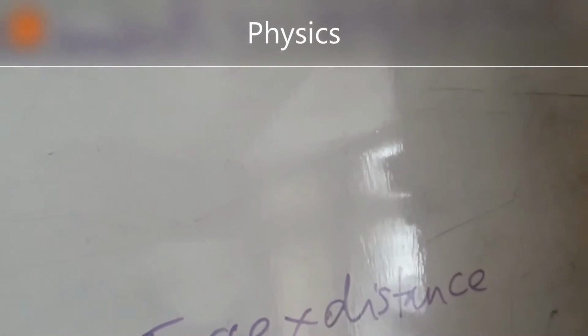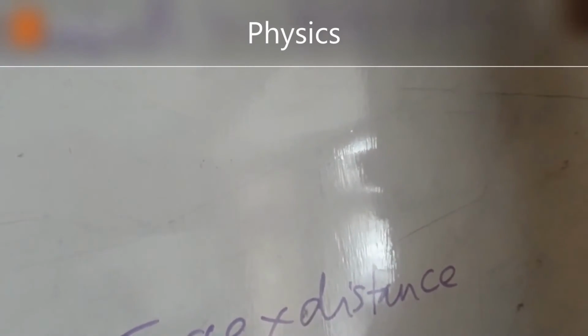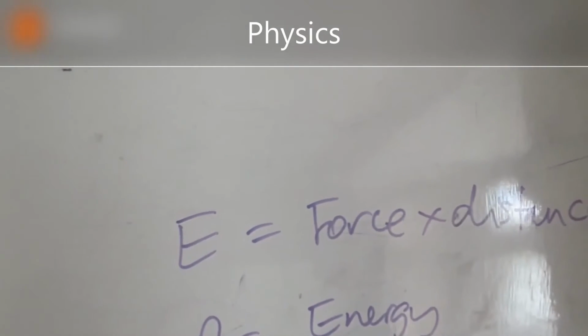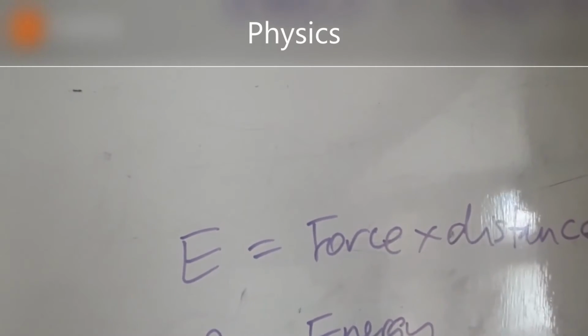Moments. The moment is a turning effect. If you have a pivot that something is rotating about and you apply a force a distance away from the pivot, it will rotate. So it will be the force applied times the perpendicular distance to the force applied.